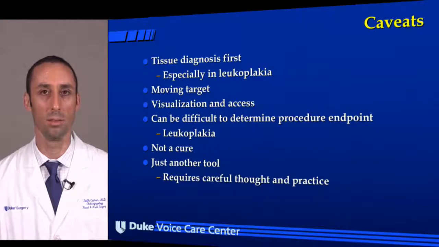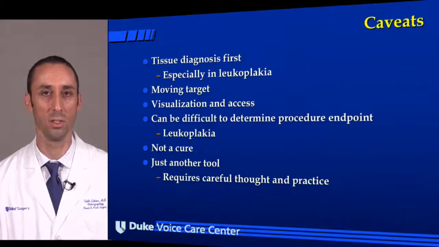With leukoplakia, it can be hard sometimes to determine when your procedure has ended. Leukoplakia is already white, so how do you know when a white lesion has already blanched? That can be tricky. But by treating the lesion itself, you can then gently use the tip of your fiber to see if you can get any separation, and if you can, sometimes you can dissect that off. And this is just a tool, just like a cold excision, just like powered instrumentation with a microdebrider. This is a tool, so it's not a cure for the disease. So it does require careful thought and practice.